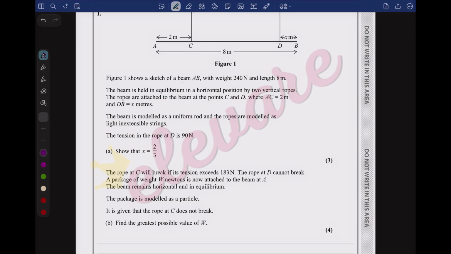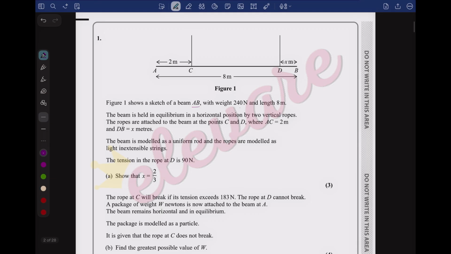Figure 1 shows a sketch of a beam AB, with weight 240 newtons and length 8 meters. Okay, the length is already shown. The beam is held in equilibrium in a horizontal position by 2 vertical ropes. The ropes are attached to the beam at the points C and D, where AC is 2 meters. We can clearly see, we don't really have to read this part, it's quite unnecessary.